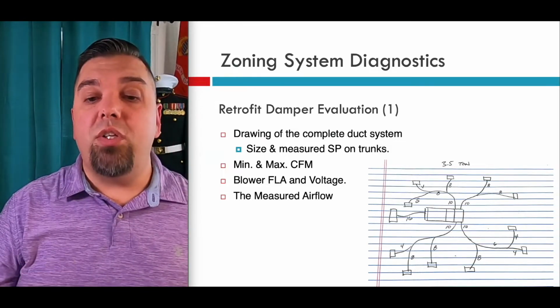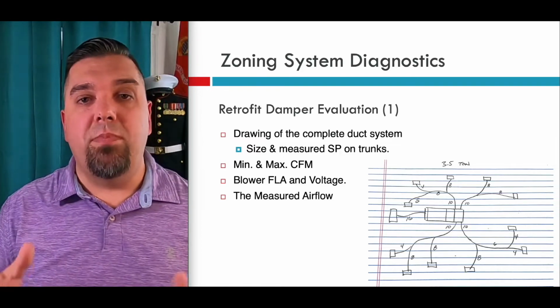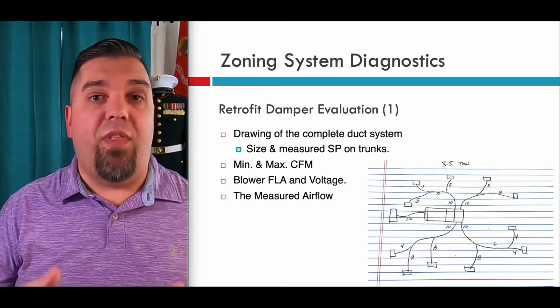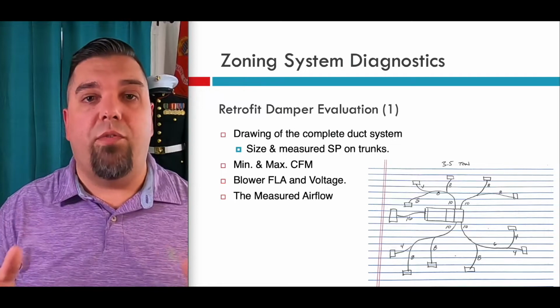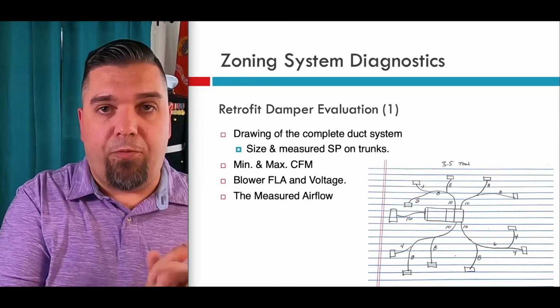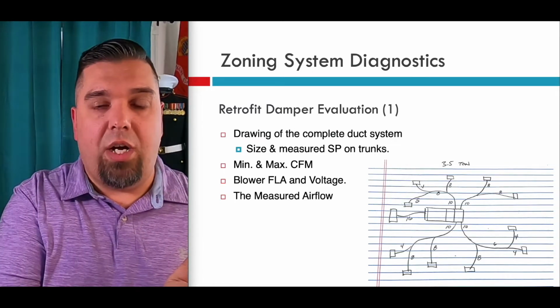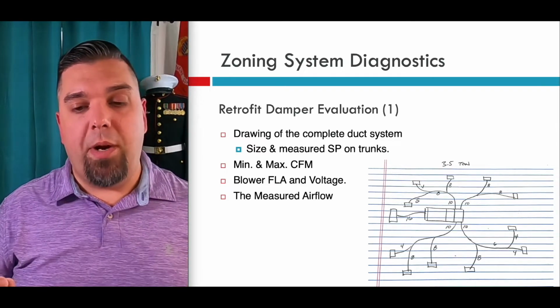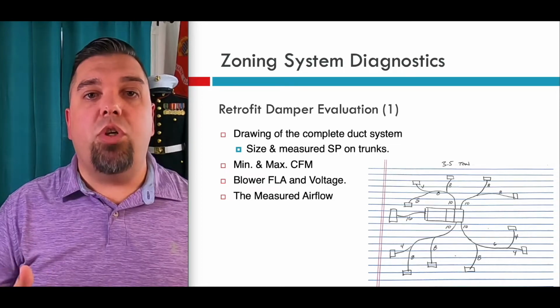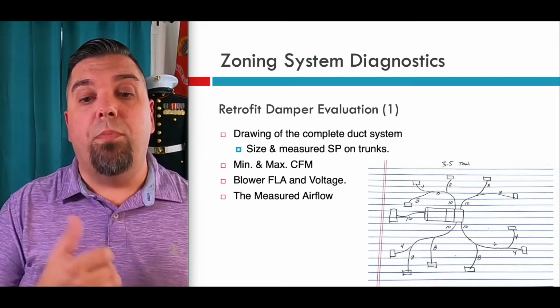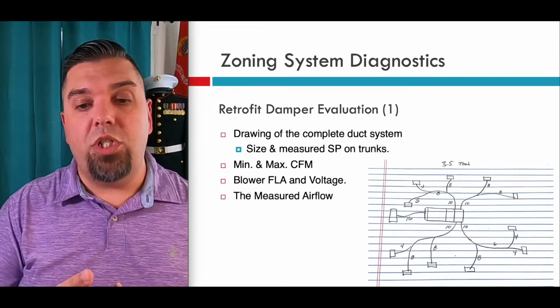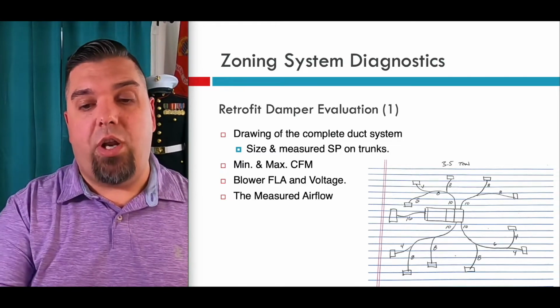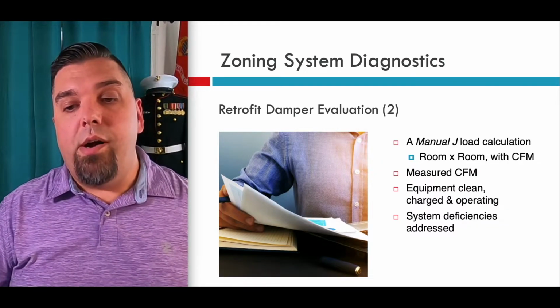So we also need to record the minimum and maximum CFM that's needed for that furnace, air handler, or whatever it is, because there is a minimum before that coil freezes or that heat exchanger limit trips. So very important that you know what the minimum and maximum are. And then we're going to record the current situation for blower full load amps and voltage. And then, of course, the total measured airflow we're going to jot down.